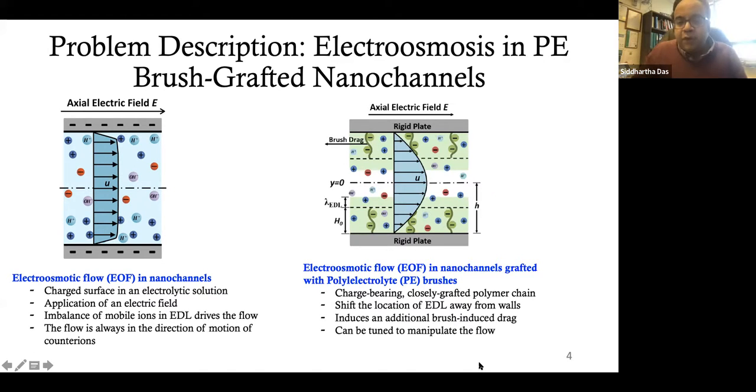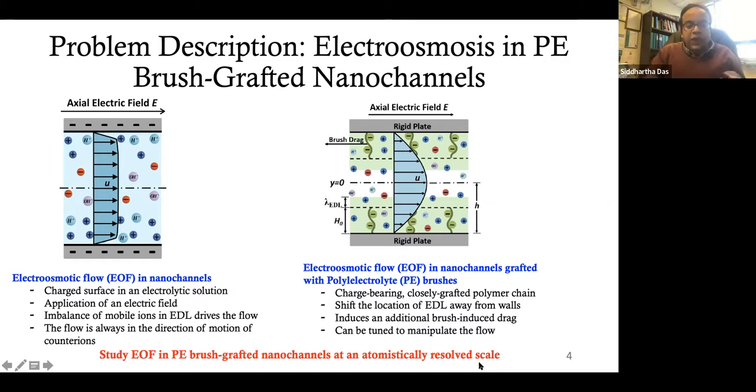What happens when you have grafted polyelectrolyte brushes on such surfaces? At that point, you find that those brushes distribute the charges within the electric double layer. They control the electric double layer. So such alteration of the electric double layer gets reflected in the corresponding flow profile. Also, the fact that the brushes exert an additional drag on the flow would mean that under certain circumstances the flow can be reduced as well. We would study this electroosmotic flow in polyelectrolyte brush grafted nanochannels at an atomistically resolved scale.